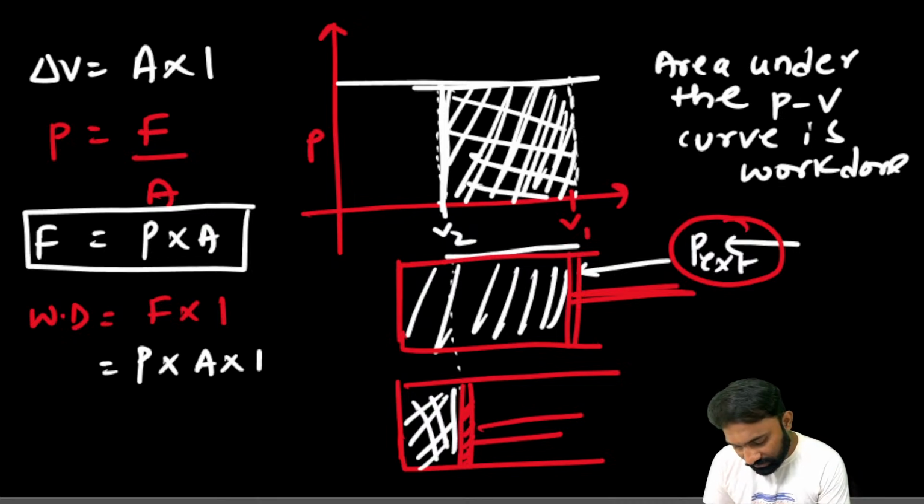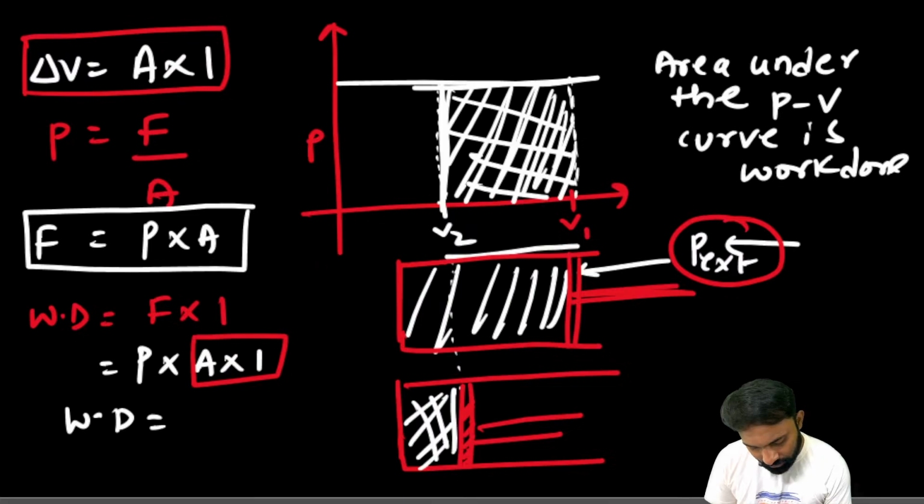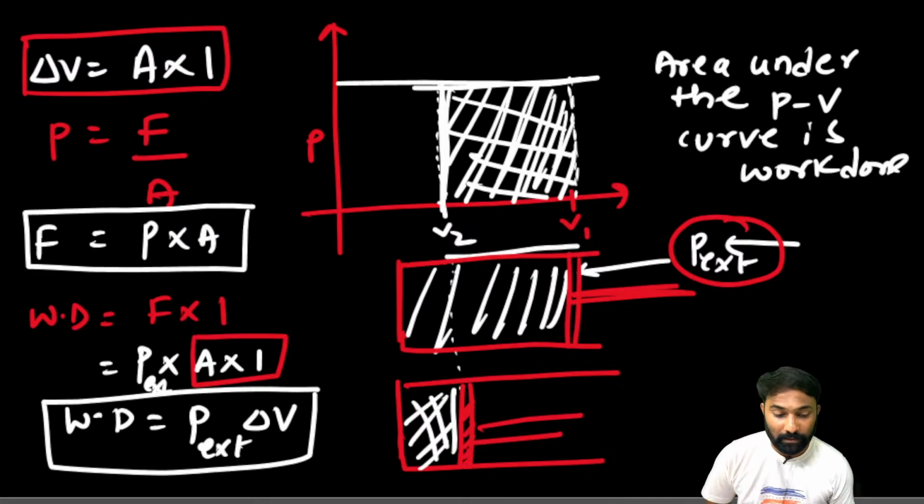Now you can see here, area into length is the change in volume. So work done is equal to P external, whatever we have applied, into delta V. Now this is the work done formula. Clear? Based on this formula, we have to see work done on the system and work done by the system. I explained very clearly work done by the system and work done on the system. Whatever unit conventions we have in physics and chemistry, they will be different. Clear?